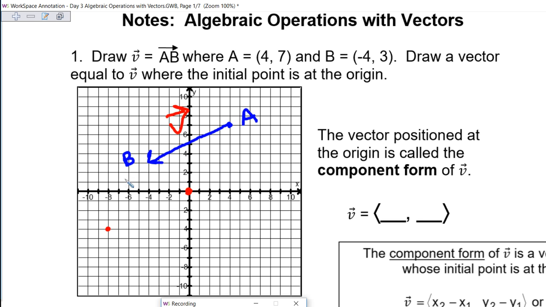Now notice that vector, its initial point is at the origin. That vector is called component form. And the definition is the vector is positioned at the origin is called the component form of vector V. So this guy right here, that's the component form. So component form just means the initial point is at the origin. And that's the component form of vector V.